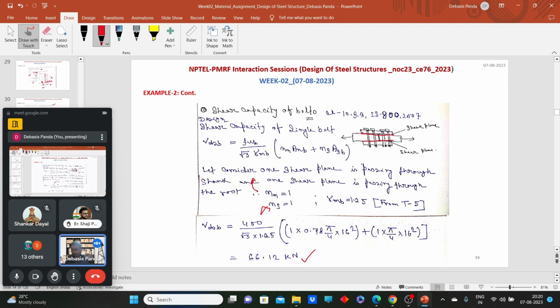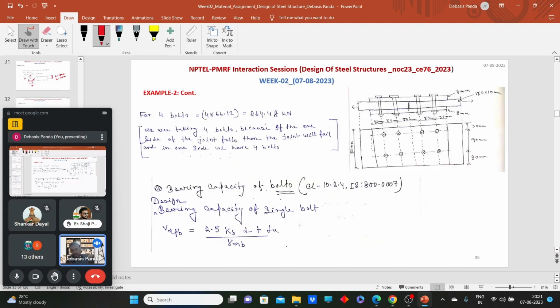Look, when we have a single shear plane, the shear capacity was somewhere 35 to 40 kilonewton. Here the shear capacity will increase. So if we add more shear planes, the shear capacity of the bolt will increase, because the shear stresses will be divided. So we calculate the shear capacity of 4 bolts. Now the bearing capacity.